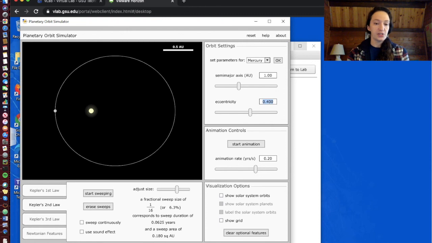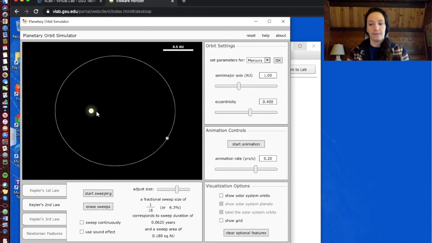So for this one, you want to click Start Animation. And yours will be nice and smooth. And what you want to pay attention to is how fast this planet is moving over here at perihelion, which is the point closest to the body that it's orbiting around, in this case the sun, and how fast it moves when it's way over here, which is at aphelion, which is the point furthest from the body it's orbiting, or the sun.